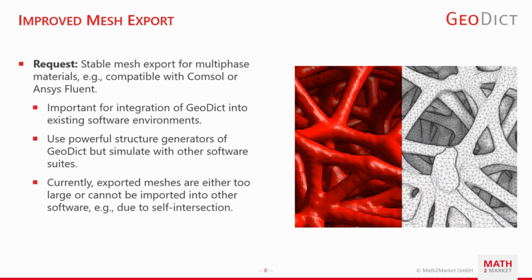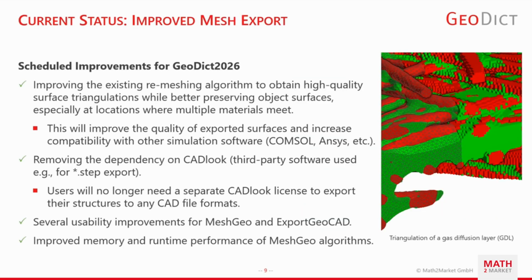Sometimes the import also fails, maybe because of self-intersection of the mesh. If you do coarsening, you can introduce errors. So here we want to make major improvements, and this is scheduled, and we are already working on it. In the last month, developers started to do improvements here.